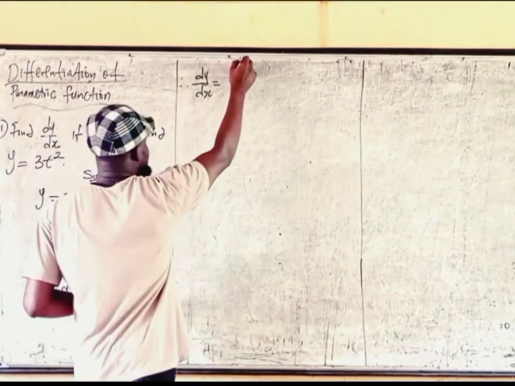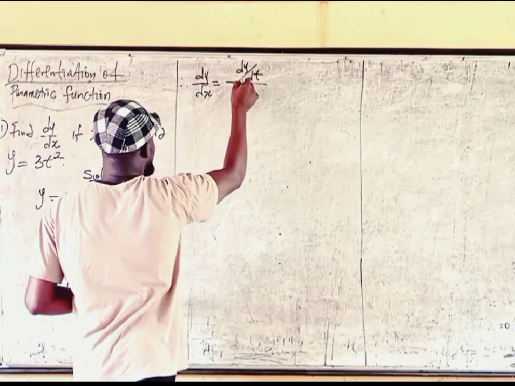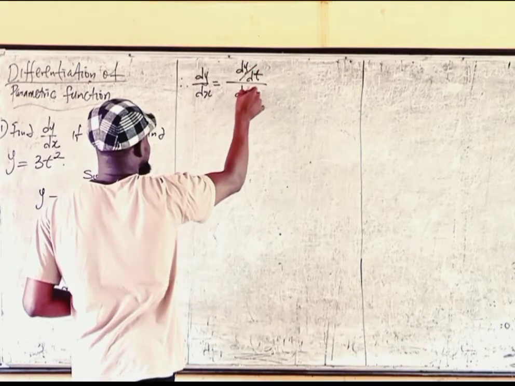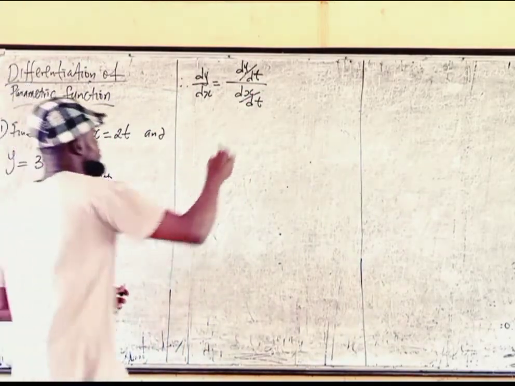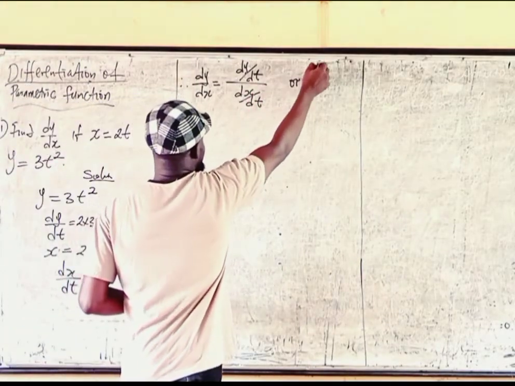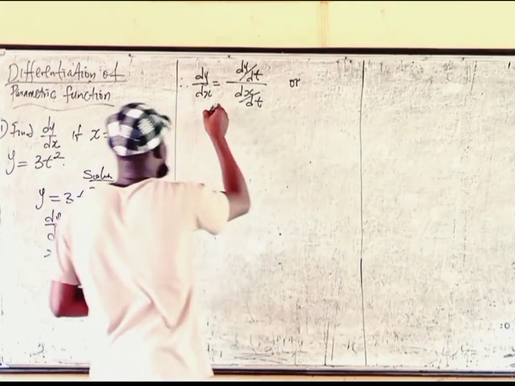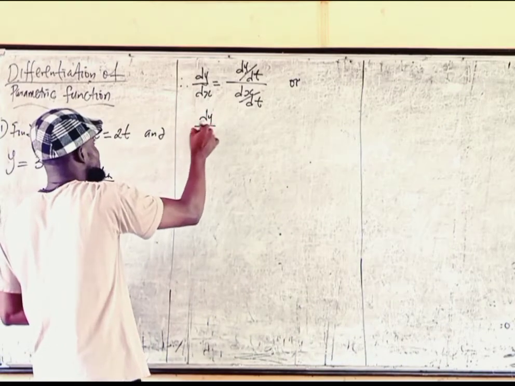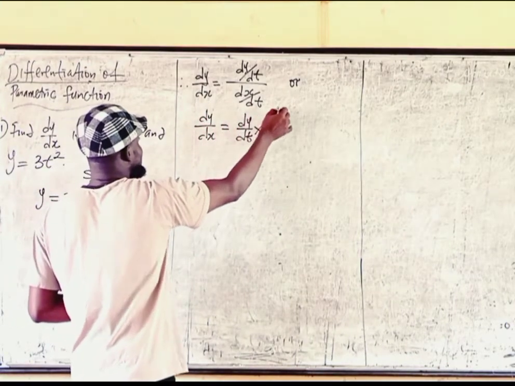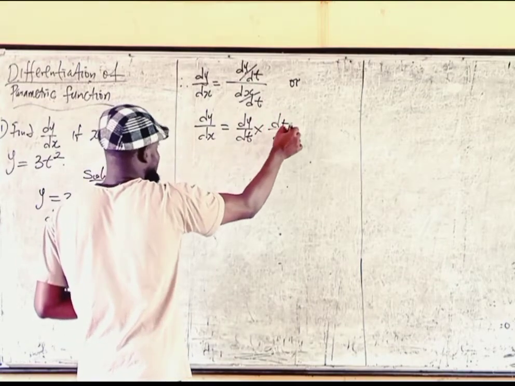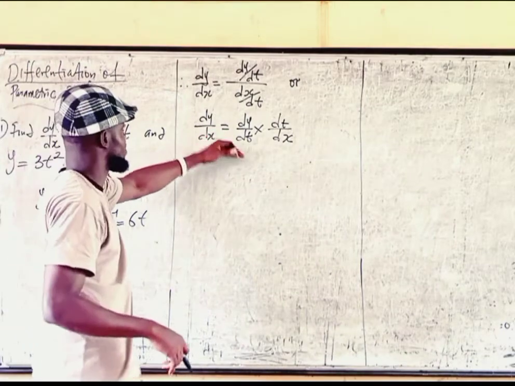It is either equal to dy over dt divided by dx over dt, or dy over dx will be dy over dt times dt over dx. Any of them is possible, so you use this or use this.